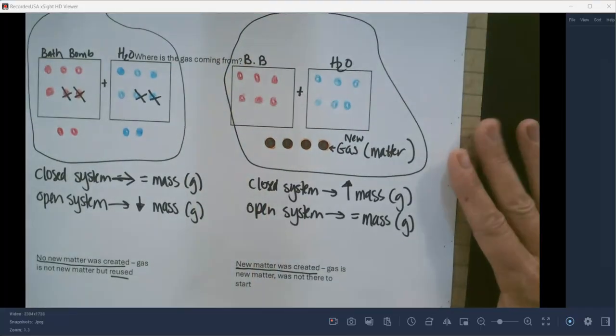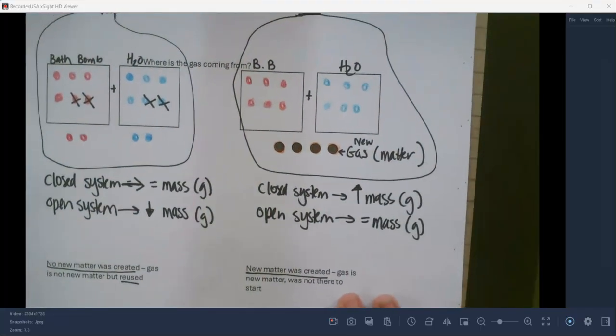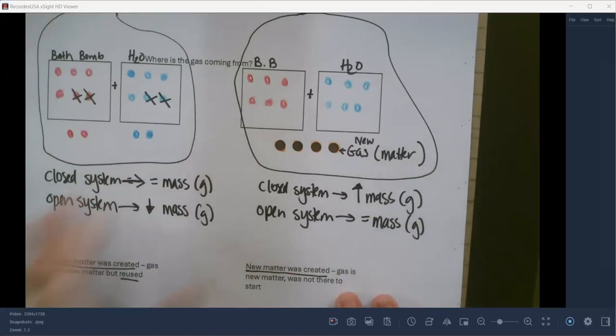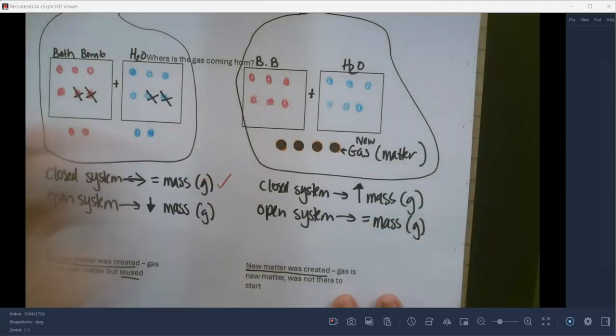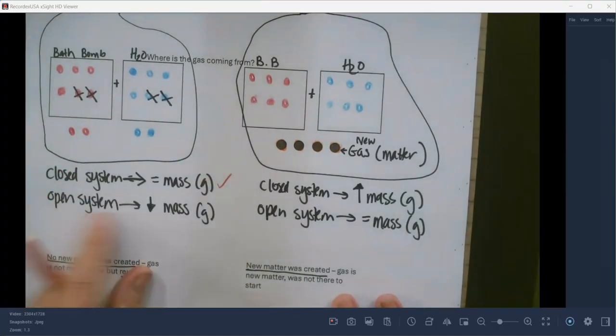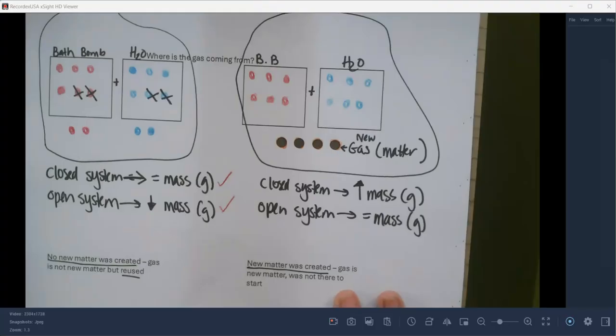So then we took a look at the class data, looking at what the evidence tells us. And in class, our evidence showed in a closed system, almost everybody had the same mass. So this was an agreement with our data. And most of us saw a decrease in the open system. So this also was an agreement with our data, with our evidence.